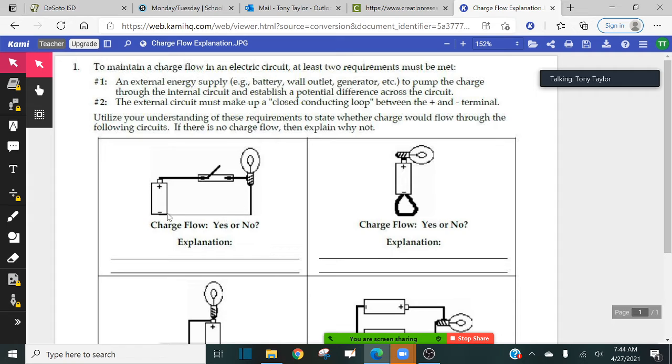Let me ask you guys a question. This first diagram, according to what you guys see here, would there be a charge flow? Would there be a flow of electrons from the negative end toward the positive end? In other words, will this light bulb light up? Yes or no? Anybody want to tell me? You either want to tell me in the chat box or unmute yourselves. So yes or no, will there be a charge flow? Are both requirements met here?